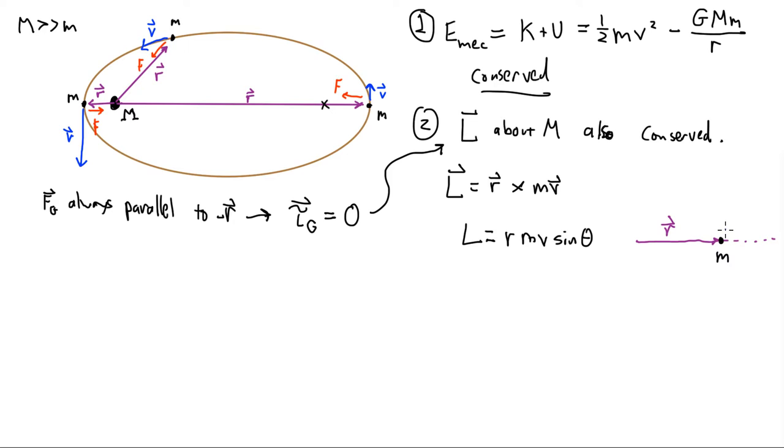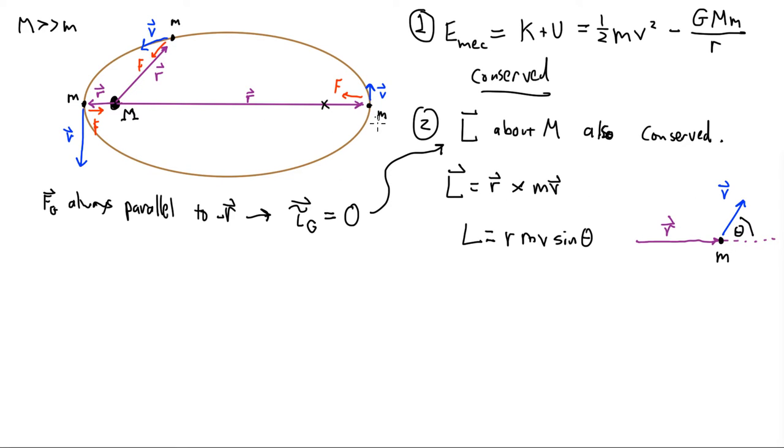And let's say his velocity at this moment is like that. The angle theta here is the angle between the direction of the r vector, which is this way, and the direction of the v vector, which is that way. So that angle there, the sine of that angle there.